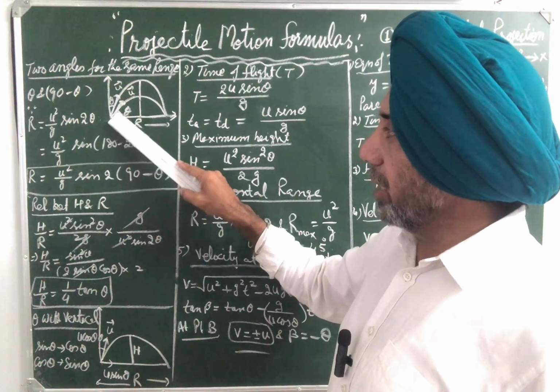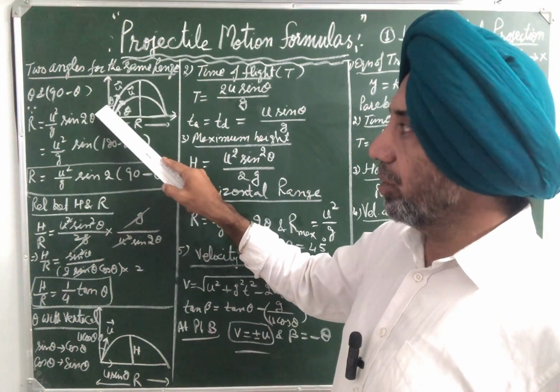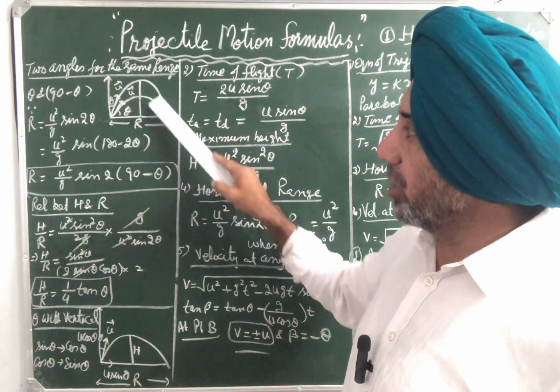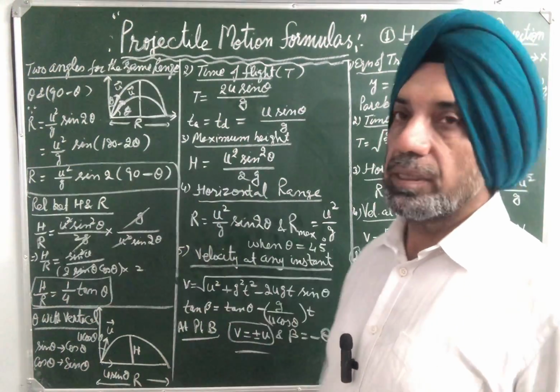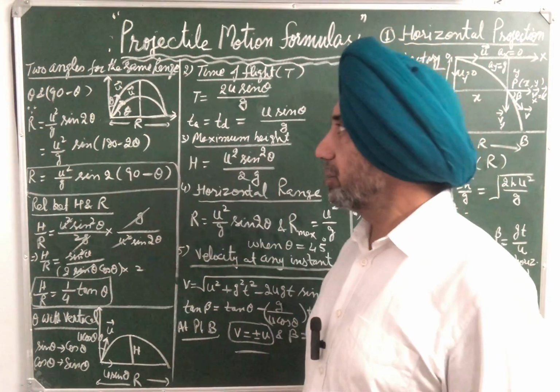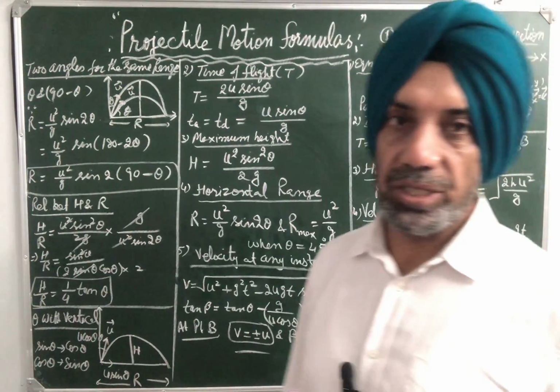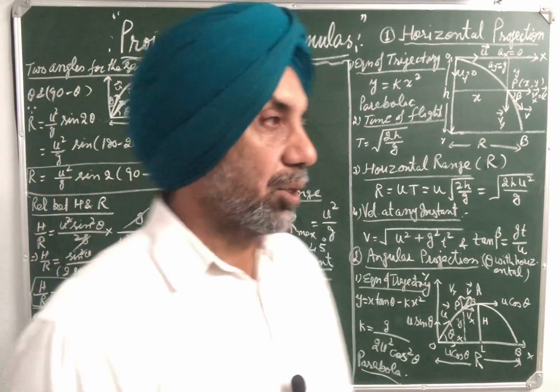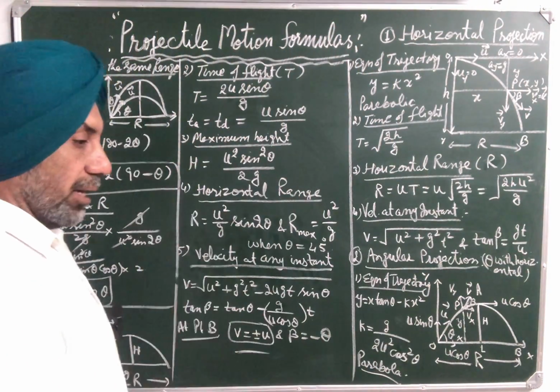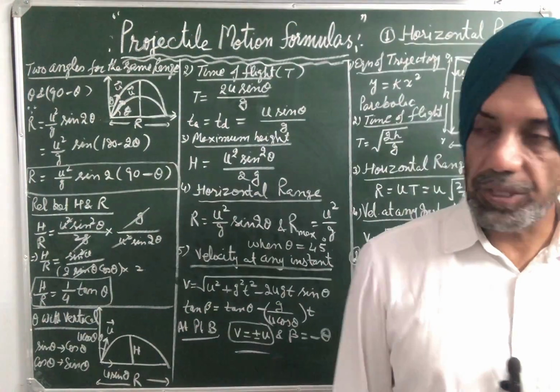That is, whether the angle is made with horizontal or vertical, it will have the same horizontal range, but the greatest height and other formulas may change. So there are two angles for the same horizontal range.